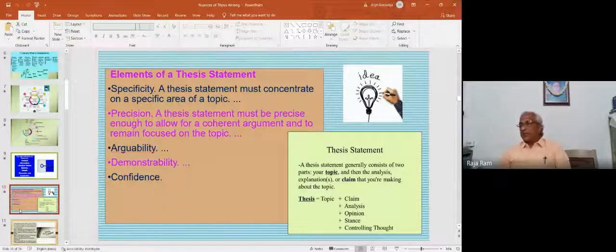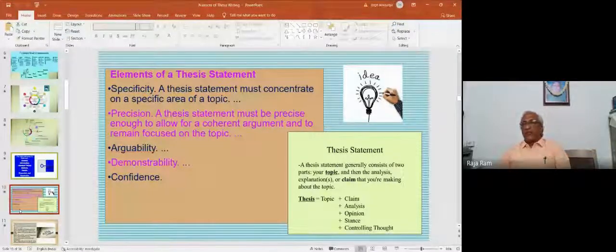What is the thesis statement? It consists of two parts, the topic, then the analysis, explanations or claims that a writer is making. Thesis is equal to topic plus claim. Thesis is equal to topic plus analysis. Thesis is equal to topic plus opinion. Thesis is equal to topic plus stance. And thesis is equal to topic plus controlling thought. So this is the thing.